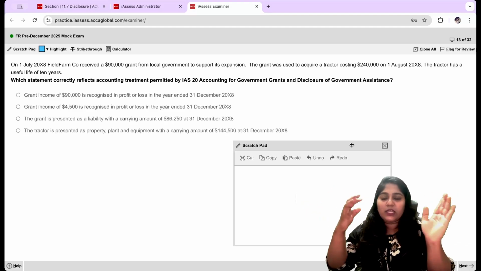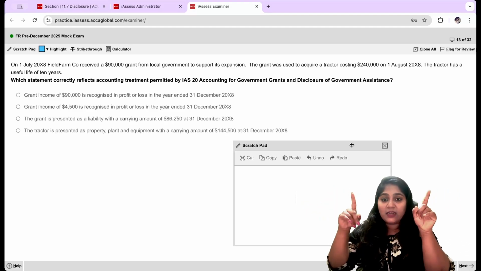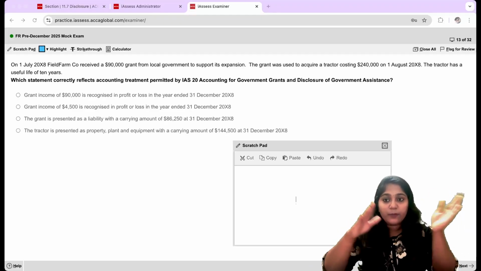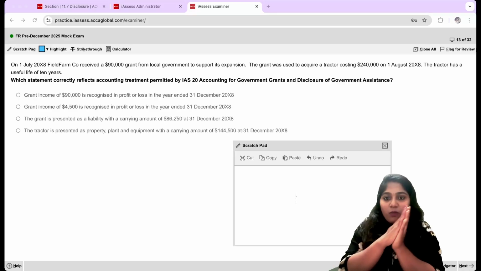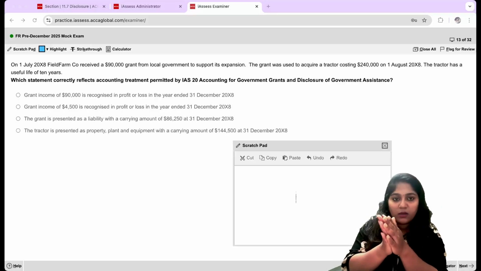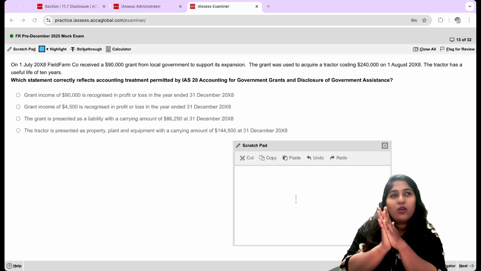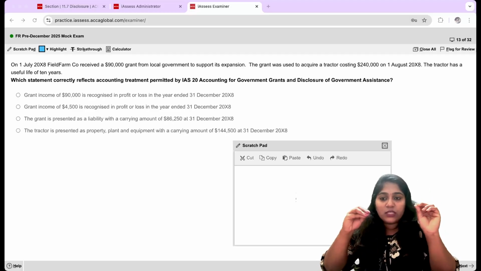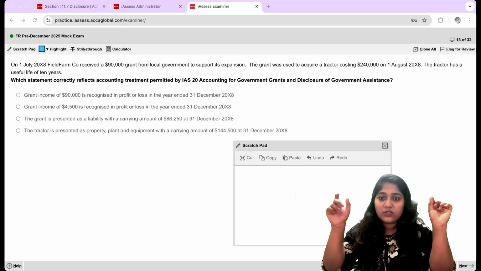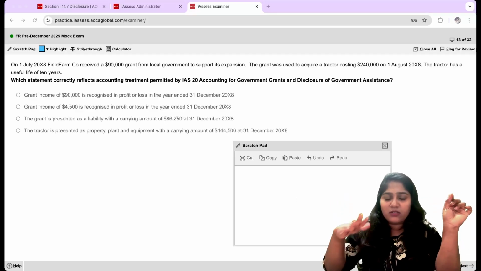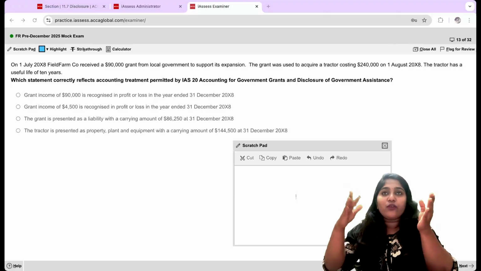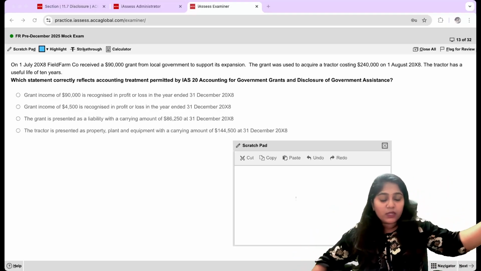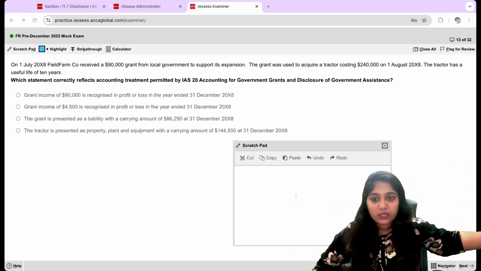Very nice. So it's a government grant, but they have not specified whether the grant is calculated according to the deferred income concept or reduction in the value of the asset concept. So which statement correctly reflects the accounting treatment permitted by IAS 20 government grants and disclosure of government assistance? You can do both deferred income concept as well as you can reduce the value of the asset. However, the grant income of $90,000 is recognized in P&L for the year ended 30. I don't think so. It's not an answer, because guys, even if you do deferred income basis, out of 90,000, only 9,000 should be recorded every single year. Rest all will be there in the deferred income.